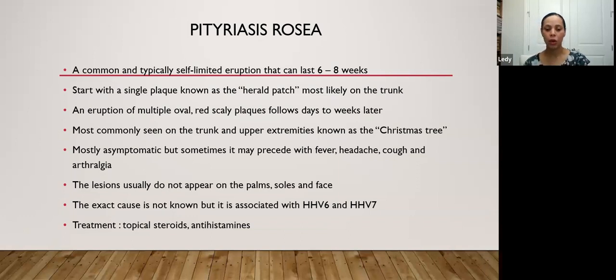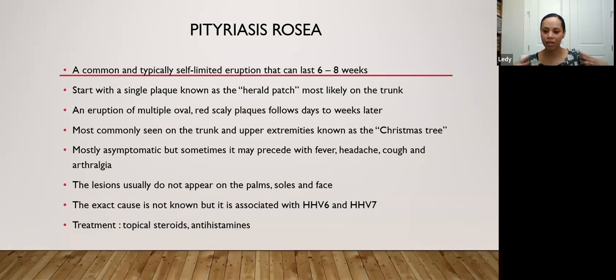The exact cause is not known, but it is associated with herpes 6 and 7, and the treatment is topical steroids and antihistamines. So I usually have a patient that comes in. The way the rashes appear, it's very interesting because this is how your mind starts thinking. Like I said, with papular urticaria, if the kid has rashes on the arms and on the legs and not on the torso and on the face, I'm already thinking, oh, this is papular urticaria. Now, pityriasis rosea is almost the opposite.